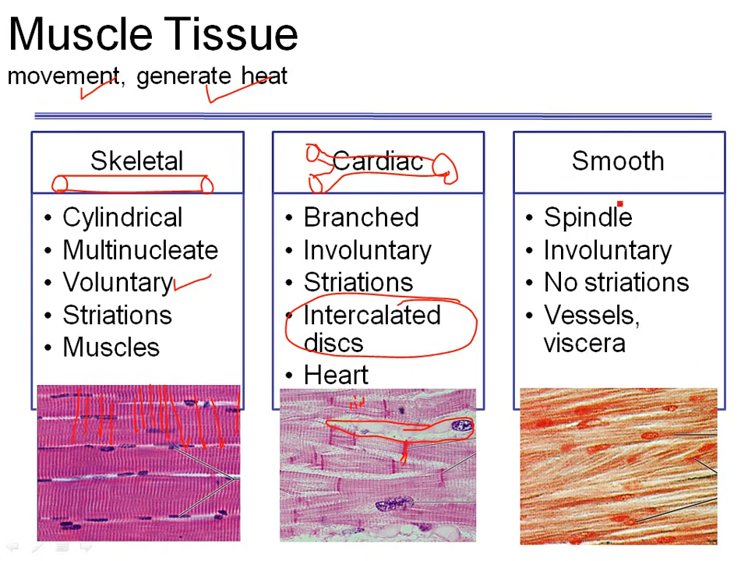The last of the three is smooth. Smooth muscle cells are said to be spindle-shaped. They're kind of long and stretched. They're involuntary control, but they are not striated, no stripes. Completely different arrangement of proteins. You find these in blood vessels and tube-like organs.